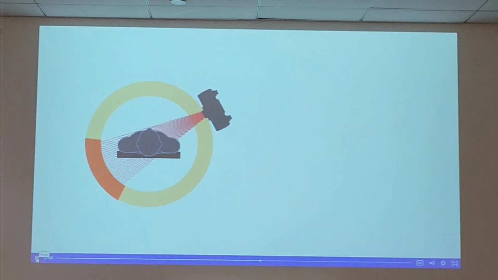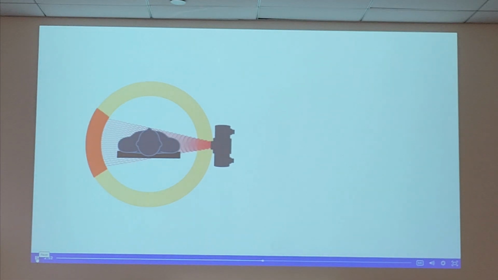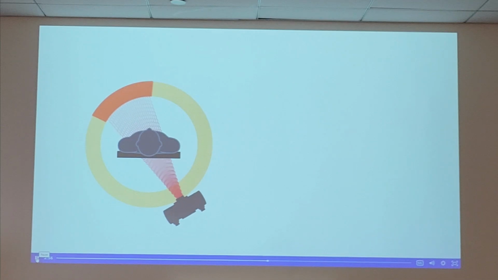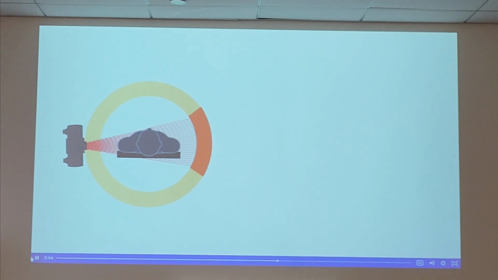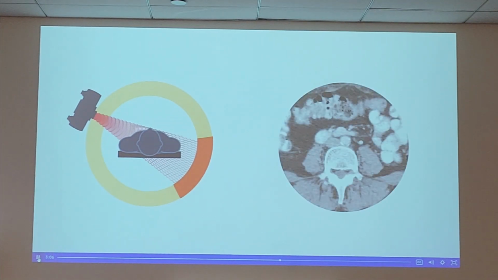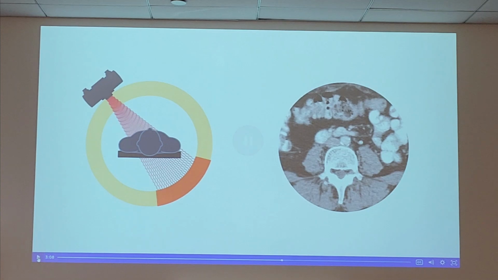CT relies on the principles of radiography, especially the idea of X-ray attenuation. As the X-ray beam spirals around the patient, a large fraction of the individual X-ray photons are absorbed by the body or deflected out of the scanner. The remaining X-ray photons pass through the body and help to create the digital profile of the patient's internal anatomy.